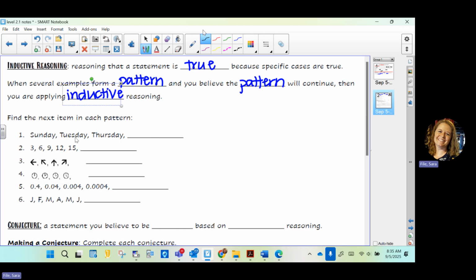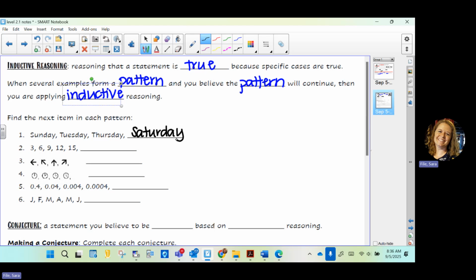Yeah, so they're skipping a day, aren't they? Okay, Sunday, and then they skipped Monday, and then they listed Tuesday, and then they skipped Wednesday, and then they listed Thursday. So we'd skip Friday, and then we'd list Saturday. Okay, so Saturday would be the next term in the pattern.